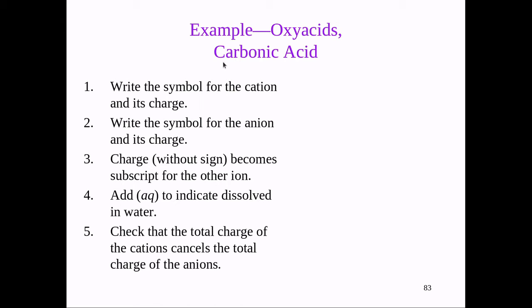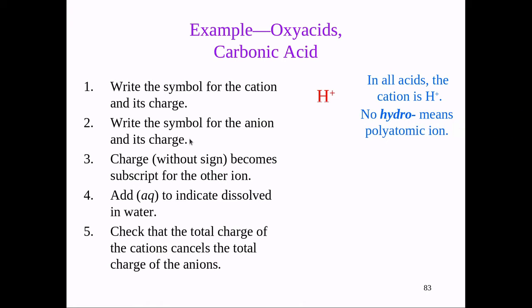Let's look at the oxyacid now, carbonic acid. First, we're going to write the symbol for the cation and its charge. Again, for all acids, that's going to be an H+. Then we'll write the symbol for the anion and its charge. We have no hydro, so that means that we're dealing with a polyatomic, and it ends in ic, which means that we need to replace that ic with an ate. So we need to look up the carbonate polyatomic in our table.